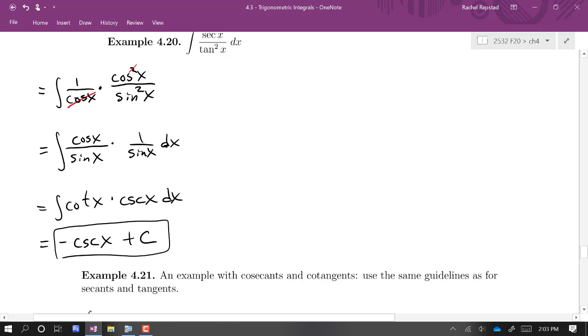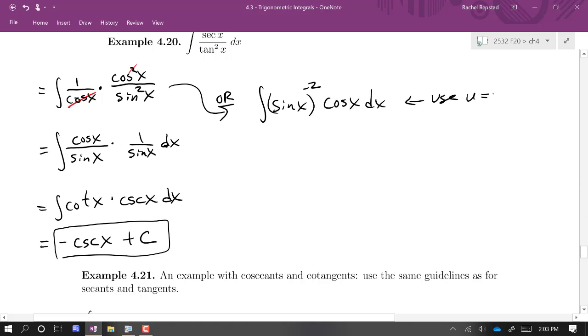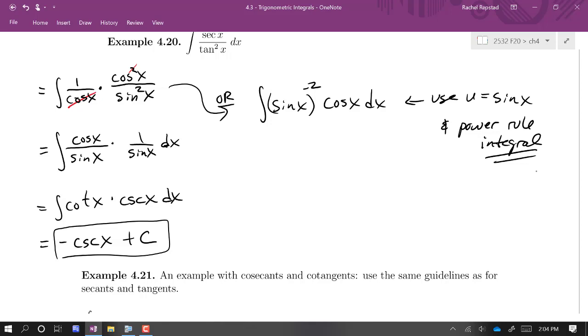You could also have written this as sine x to the minus 2 times cosine x dx, and use u equal sine x and power rule. It's a power rule integral. So you can have a go at that. You'll see that you get the same thing. It won't come out to negative cosecant initially, but it will come out to negative 1 over sine, which of course is equal to negative cosecant.